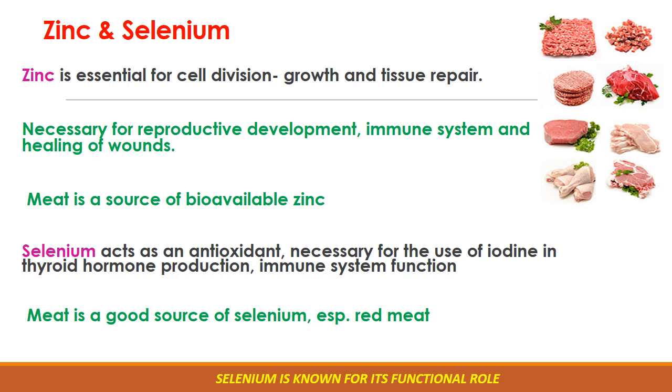Similarly, selenium acts as an antioxidant. It is necessary for the use of iodine in thyroid hormone production. And it plays a very important role in immune system function. Again, meat is a very good source of selenium, especially red meat, that is the ruminant origin meat, which plays a very important role. So that's how meat plays an important role as a functional component, that is zinc and selenium.